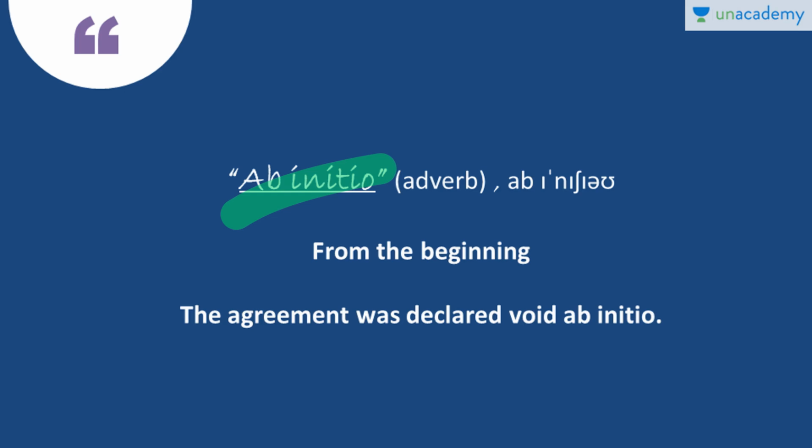So from now on, always use this ab initio, and whenever someone is using this word ab initio, the agreement was declared void from the beginning. From the very beginning, the agreement was declared void. That is the meaning of this sentence.